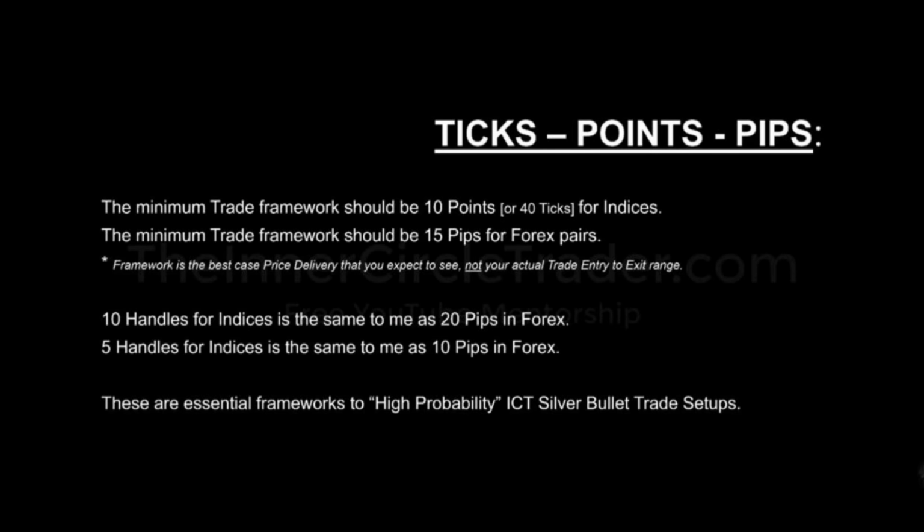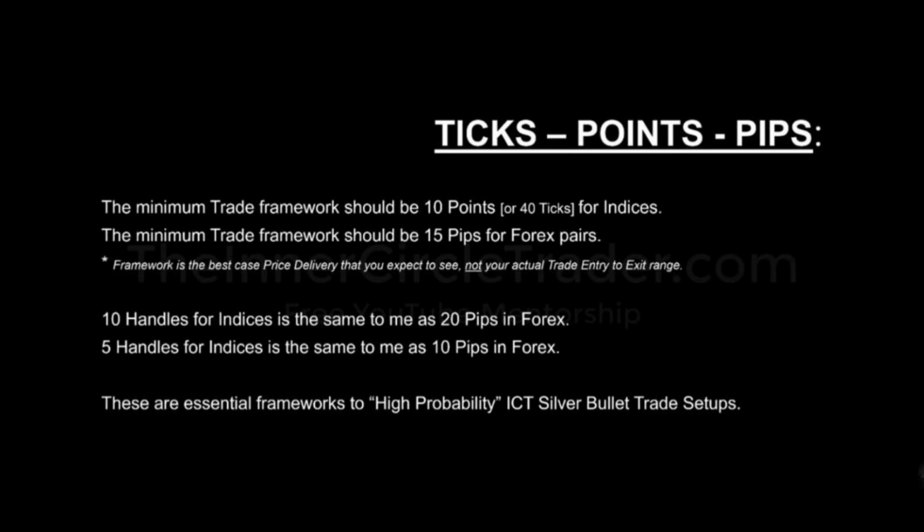Now let's talk expectations. For index futures like the ES, a valid Silver Bullet setup should deliver at least 10 points. For the NQ, that's around 20 points. For Forex pairs, the minimum expectation is 15 pips. This isn't about catching massive swings every time. It's about trading with structure, confidence, and realistic goals.